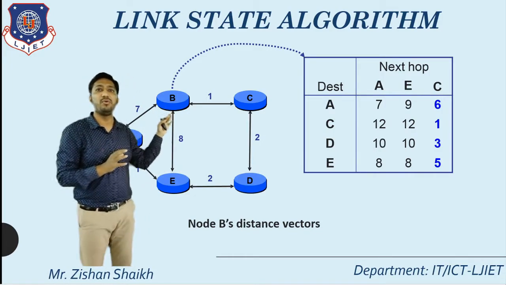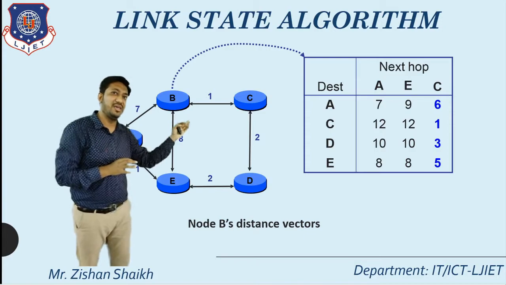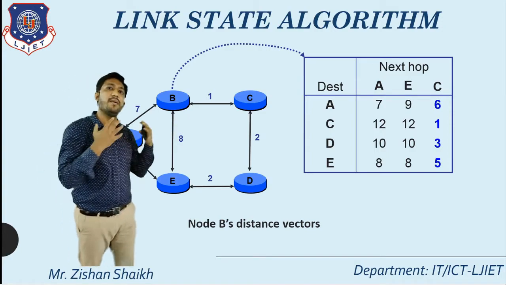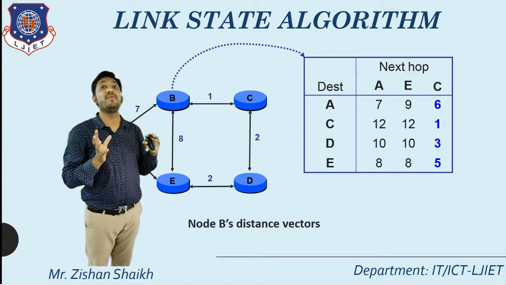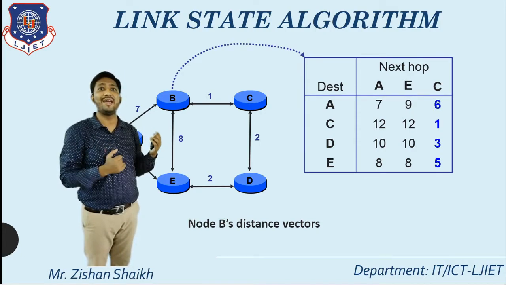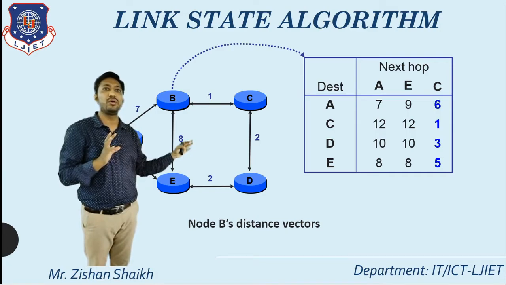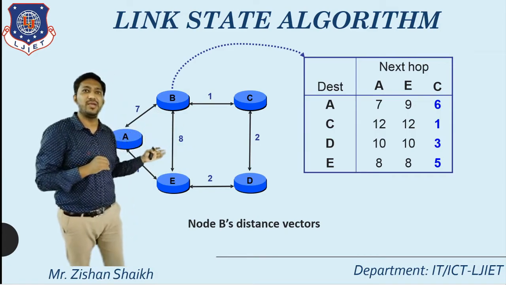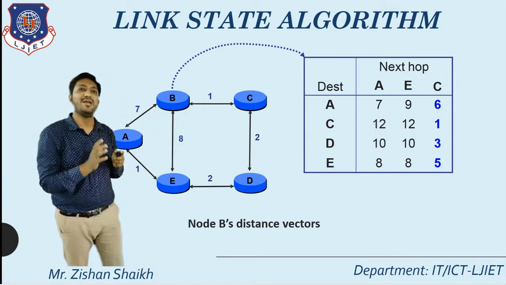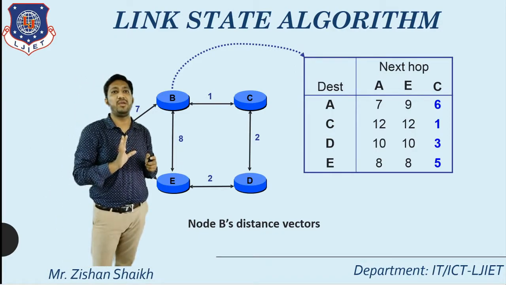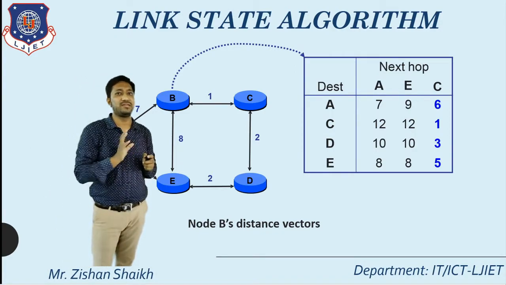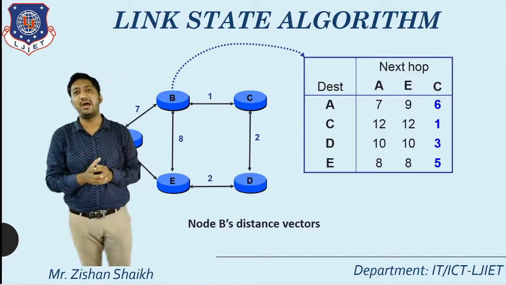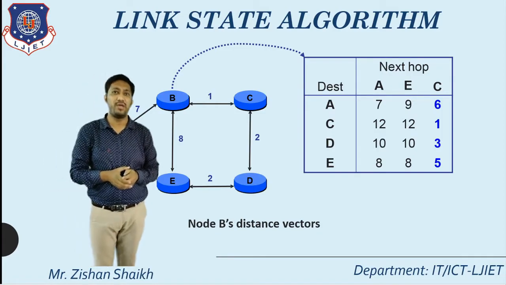From B, I want to go via A, via E, or via C. If we have a number of alternatives, then which will be the better one? Via C is the better one here: 1, 2, 2. Another value is 8, another value is 7. So we are taking the minimum one here. That is our case. So this is the basic idea of how the algorithm is working.